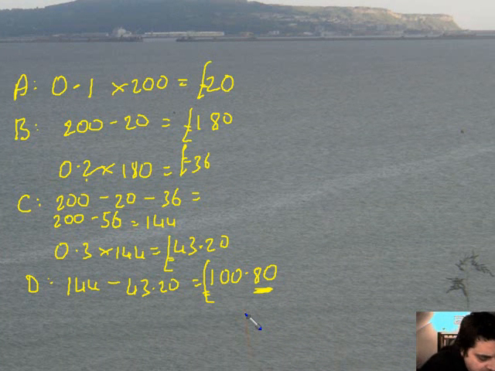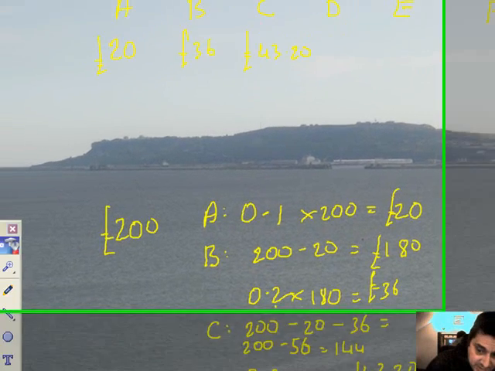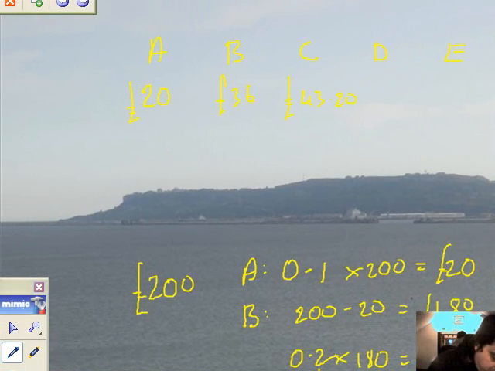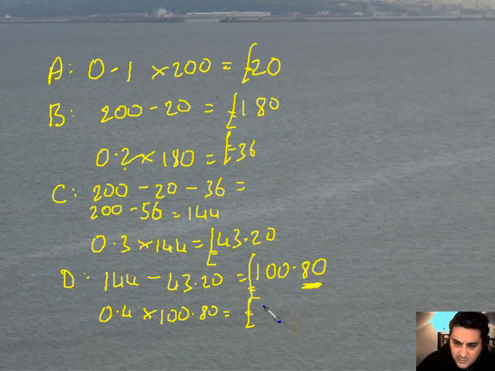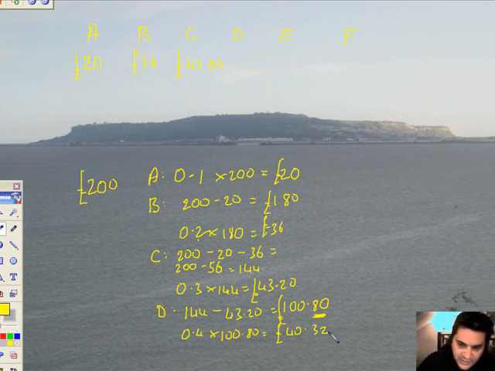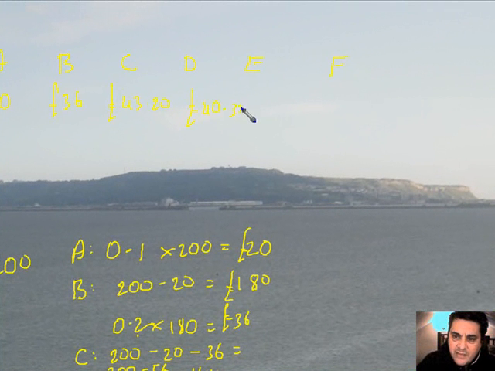Alright, so Dave gets 40% of that. So 0.4 times £100 and 80p. Grab the machine quickly. So 100.80 times 0.4. Dave gets £40 and 32p. We'll put his money up there.